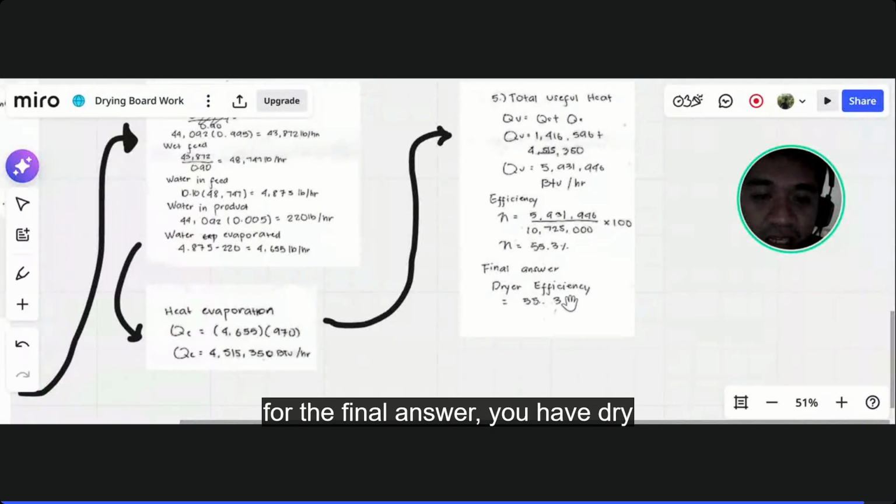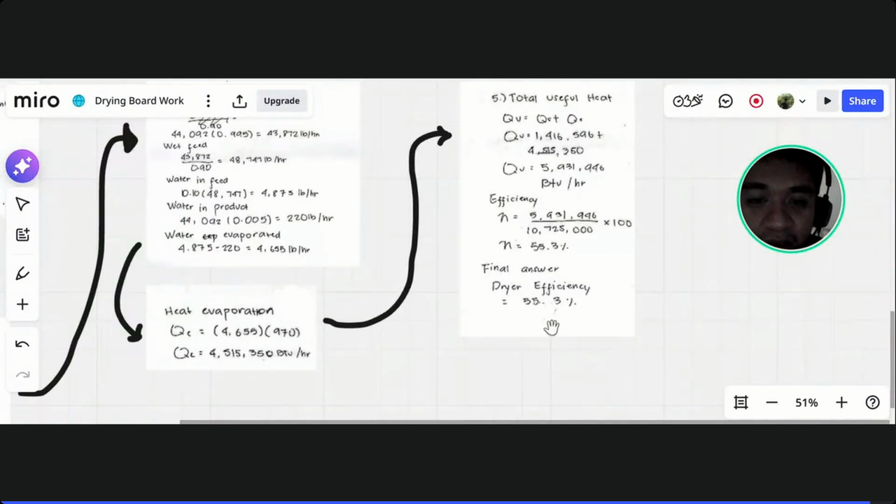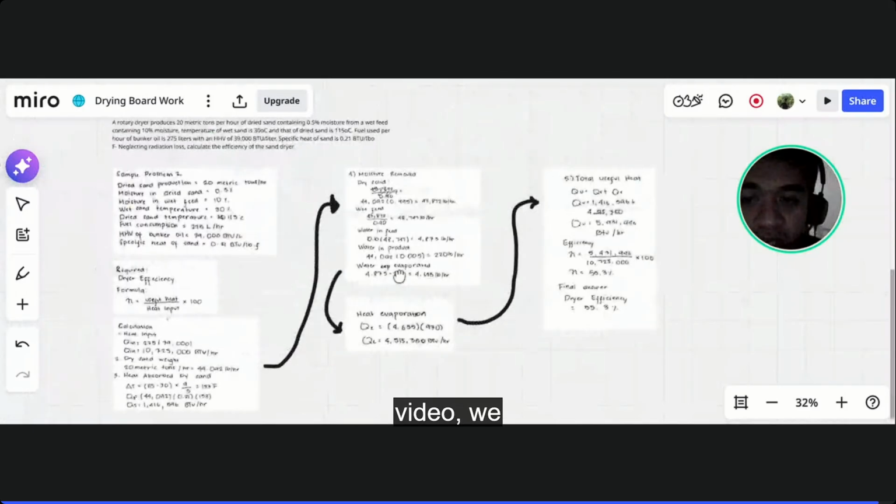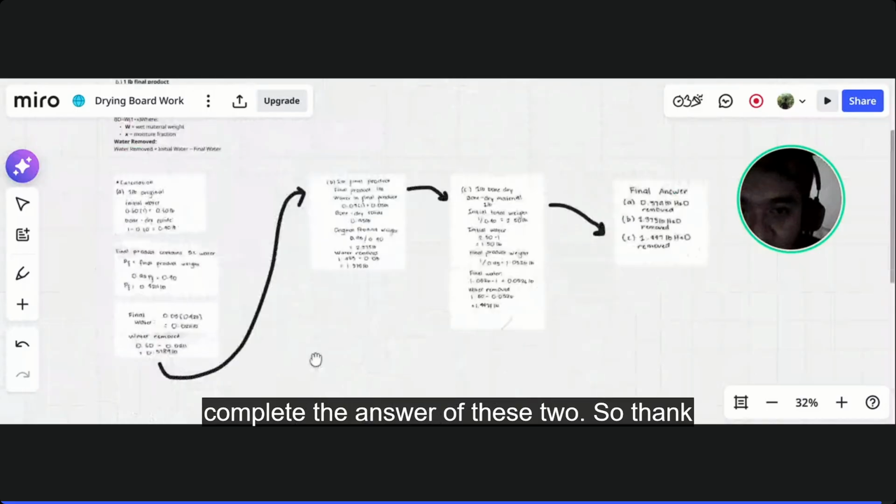As for the final answer, we have a dryer efficiency of 55.3%. For today's video, we completed the answers of these two problems.